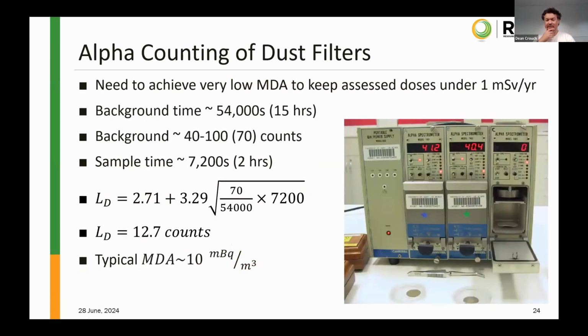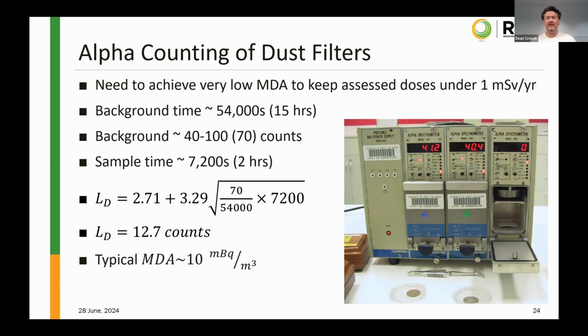Alpha counting of dust filters. So this is generally what's used in WA. I'm not sure what's happening in the other states, but we'll use occupational hygiene methods to collect dust on a sample filter. Our backgrounds will go for 15 hours, and we'll get anywhere from 40 to 100 counts. For this presentation, we'll call it 70. Our sample times are about 2 hours, and that gives us an MDA of approximately 10 millibecquerels per cubic meter, which is a very, very small amount of dust.